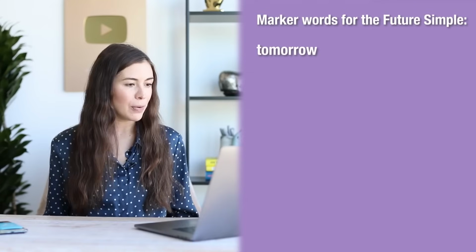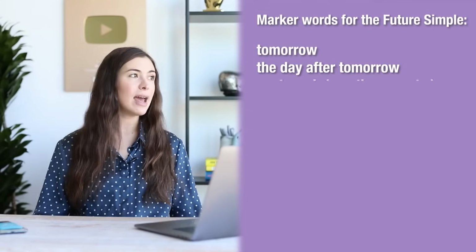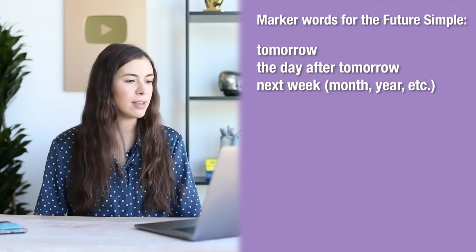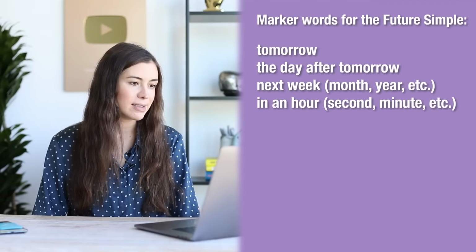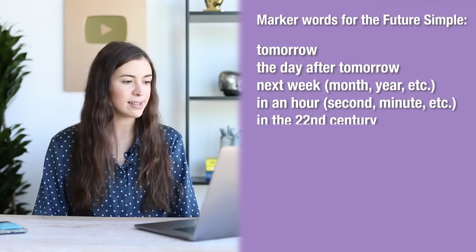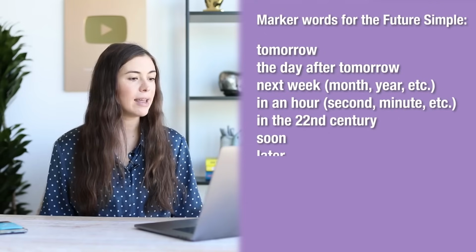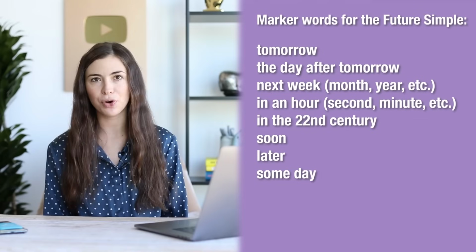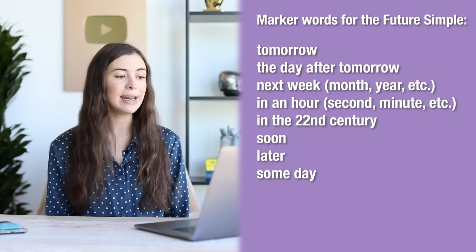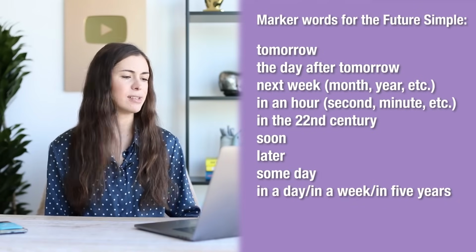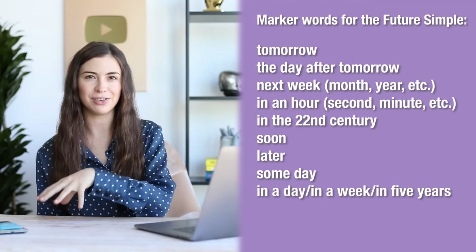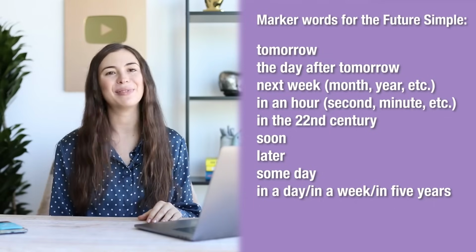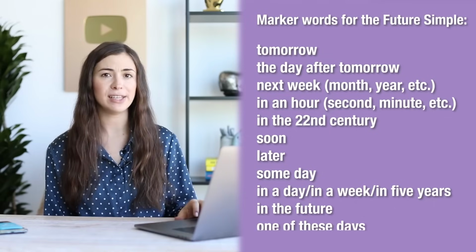That's future simple. And the marker words are tomorrow, the day after tomorrow, next week, month, year, etc. In an hour, in a second, in a minute, etc. In the 22nd century, soon, later, someday, and someday of course meaning someday in the future. In a day, in a week, in 5 years. So whenever you say in plus, and according to the context, you're not 100% sure, that's future simple. In the future, one of these days.